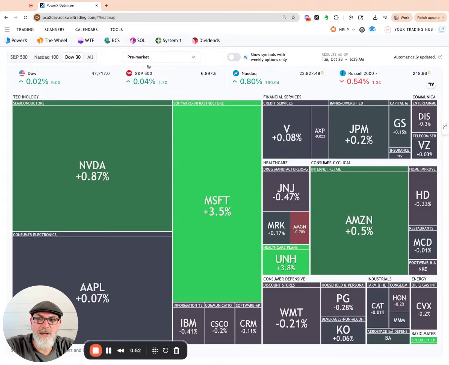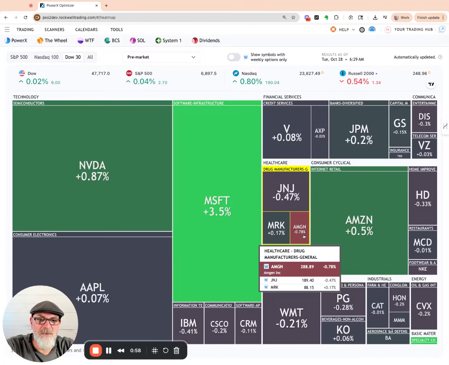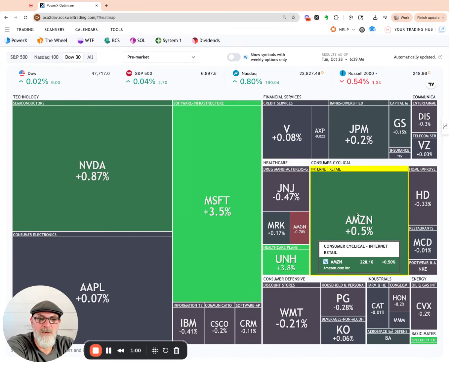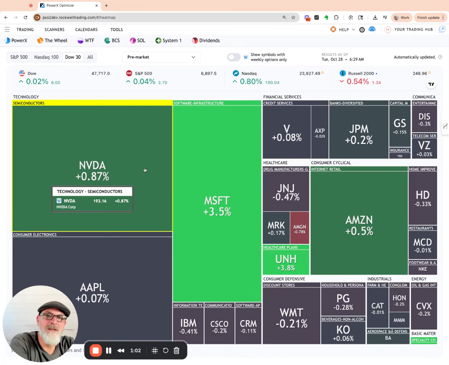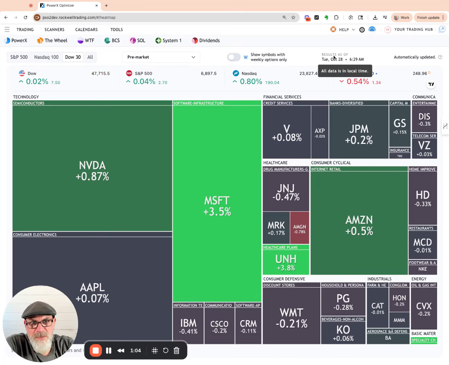As an example, if we look at pre-market activity for the Dow, we see that Microsoft was moving higher. Amgen was down a little bit. Everything else was pretty flat. Amazon was up a little bit. NVIDIA was up. And this was the result as of Tuesday, October 28th at 6:29 a.m.